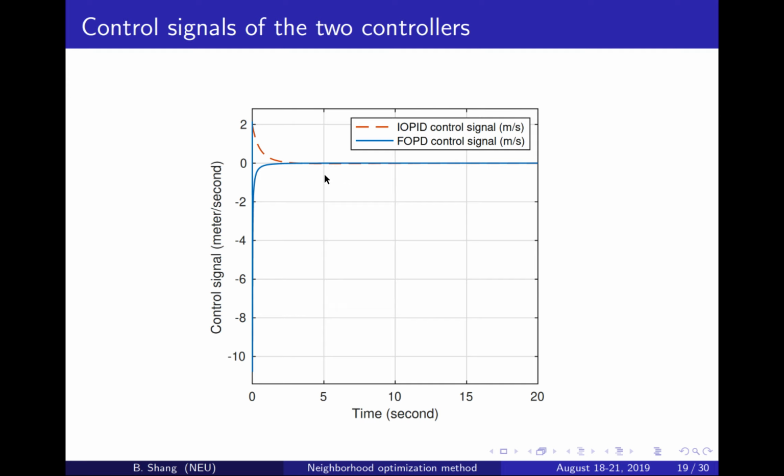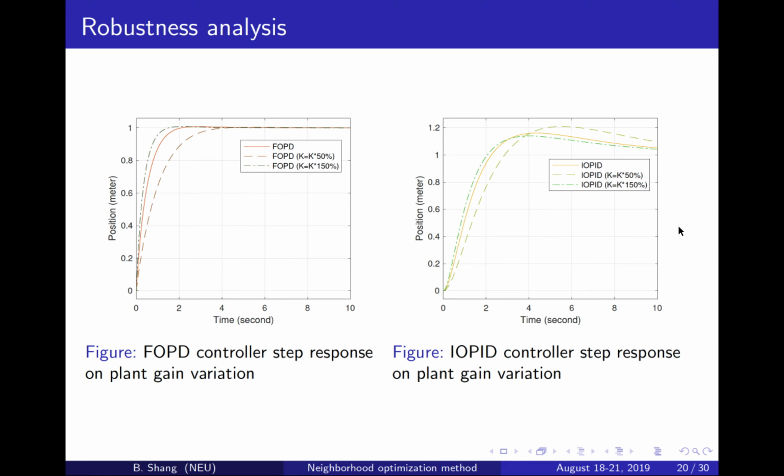This is the control signal. The FOPD is much faster. The robustness analysis: when the plant gain changes to half and 1.5 times, the FOPD controller maintains a good performance. That means the overshoot is not very much. However, the integer order controller has larger overshoot sometimes.